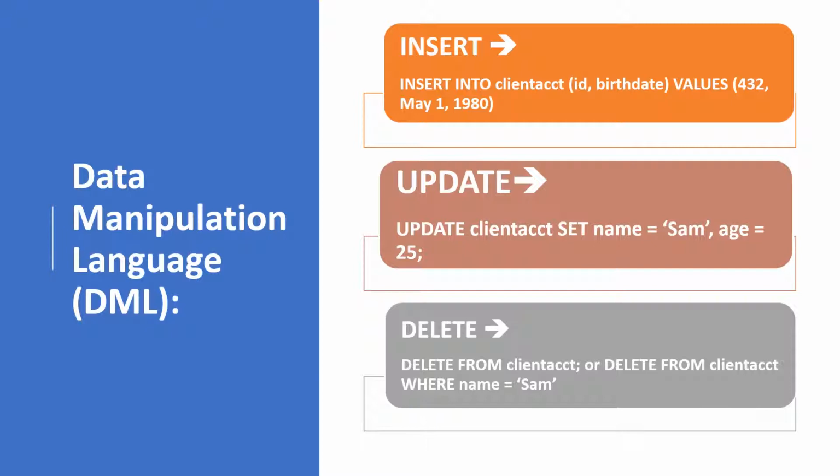The SQL update statement changes the data of one or more records in a table. Either all rows can be selected or a subset may be chosen using a condition. The delete command is used to delete a selected row, otherwise all records would be deleted. For example, delete from the table name, which is client account, or delete from a table where there is a condition.